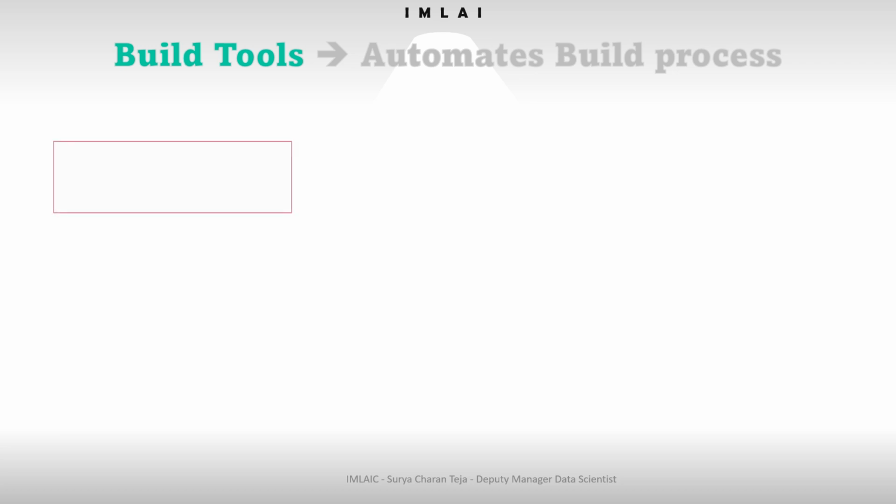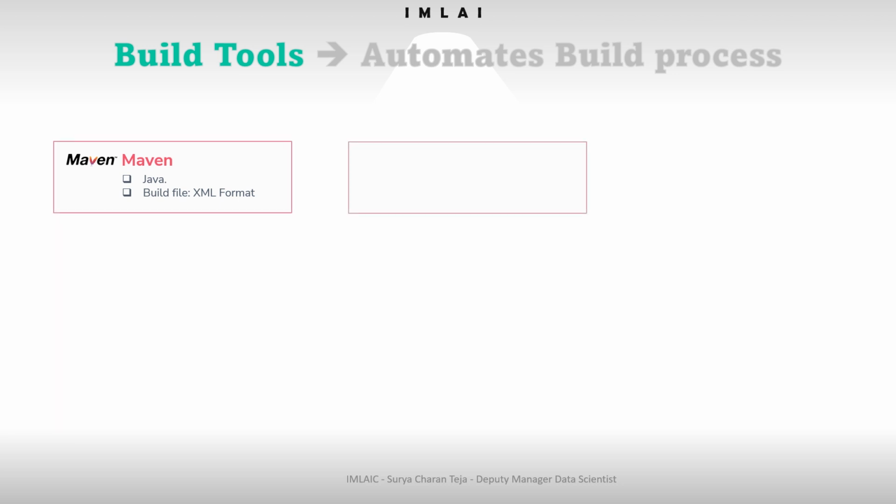So to automate this entire build process, we need some tools, and here we are going to discuss those tools. There are build tools built to simply automate the build process. The best and most widely used example for this is Maven, which is for Java, and it's based on XML format.